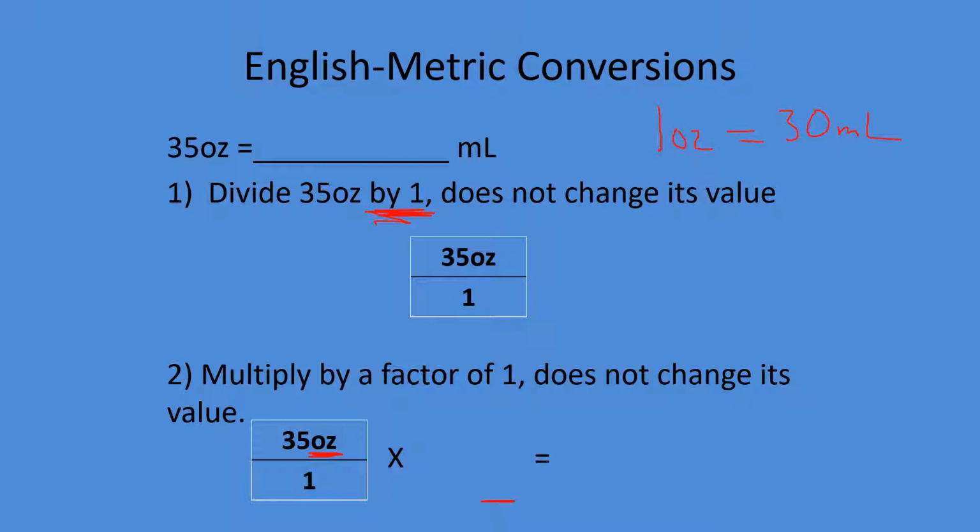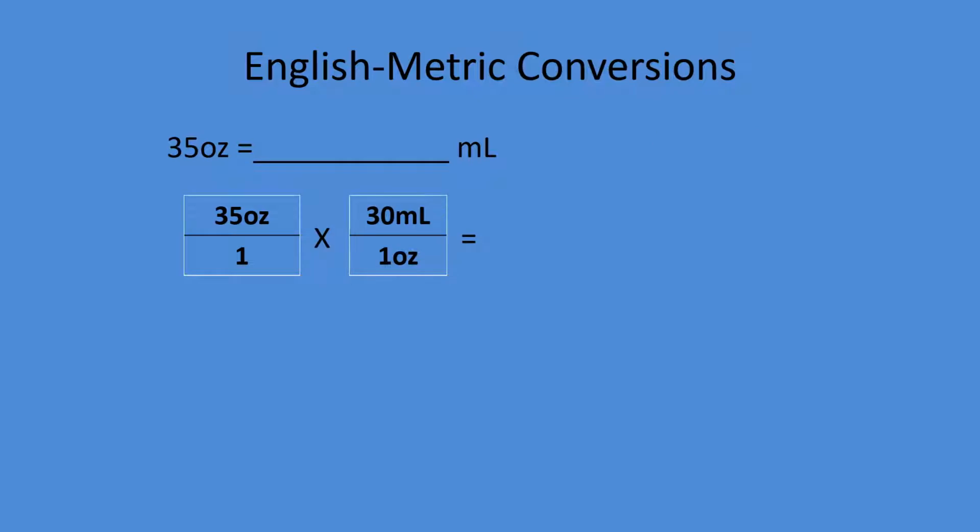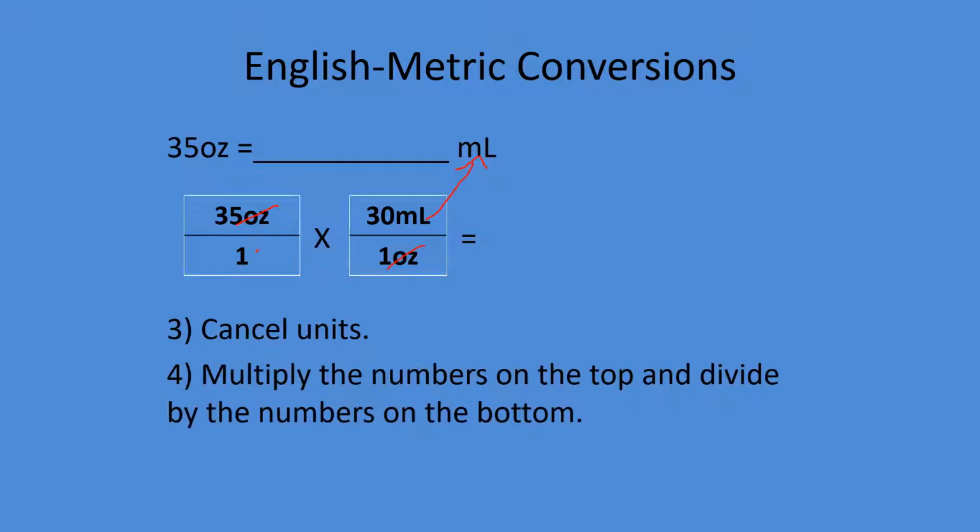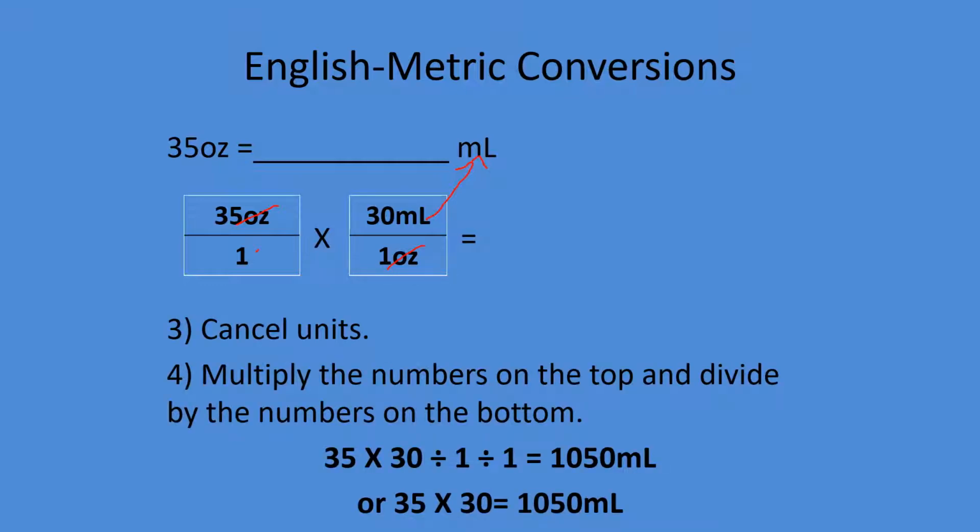All right, whatever units here you want there because they need to cancel out. They have to be on one on the top, one on the bottom to cancel out. So here we got the ounces canceling out, and we're left with what they asked for, right? mLs. So now we do the math. 35 times 30, and then we can just forget about those ones. Okay. So in this case, did we multiply or divide by the conversion factor? Multiply by 30.